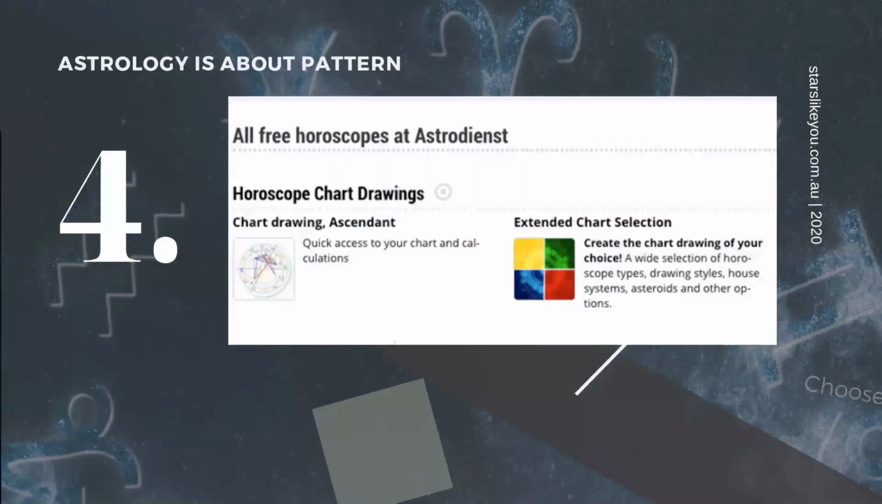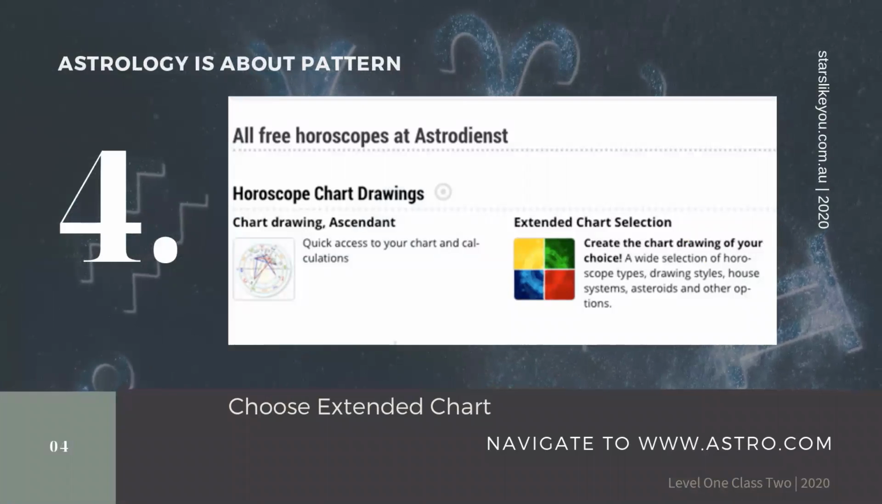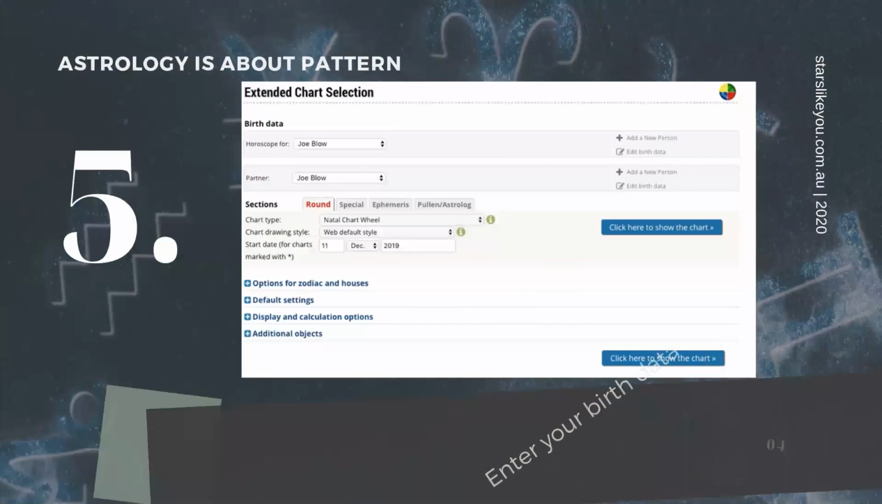Once you've done that, you will then find this screen comes up and it just allows you to choose what kind of chart you're interested in. You can choose the chart drawing ascendant option, which will give you a quick chart calculation, and that's fine. But for a lot more detail, and also for those of you who might be interested in going a little bit further with your astrology, I suggest that you choose the extended chart selection because that gives you a lot more range. And I'm just going to show you that now.